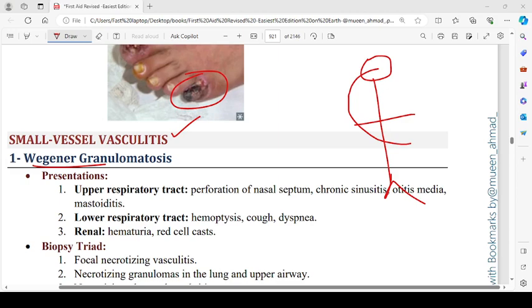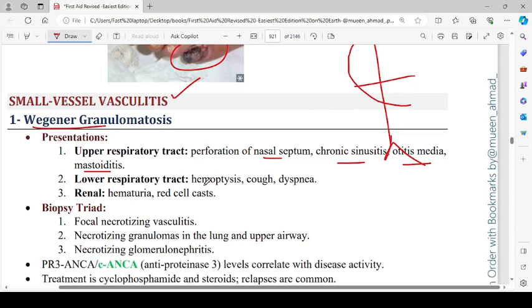So now let's read it. Presentation: the upper respiratory tract will show perforation of the nasal septum, chronic sinusitis, otitis media, and mastoiditis. Lower respiratory tract will show hemoptysis, cough, and dyspnea. The renal manifestations will include hematuria and red cell casts.